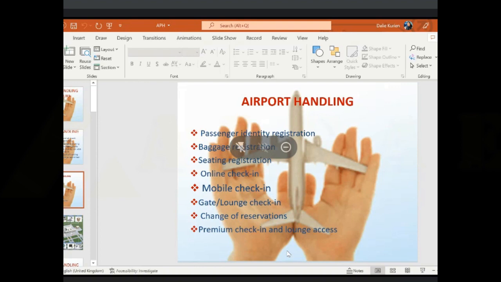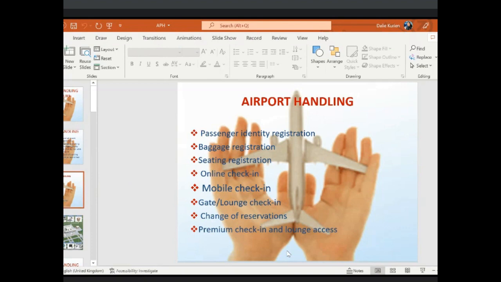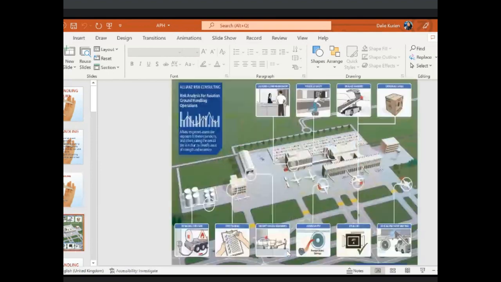Gate or lounge check-in. Once you have your boarding pass, you move directly to the SHA. SHA is the security hold area where the CISF personnel are seated, and there you need to get your hand baggage checked. Your check-in baggage would be checked underneath, but your hand baggage needs to be checked, right? They need to know whether you are carrying any cigarettes, matchboxes or sharp items. These are the processes which take place in airport handling.